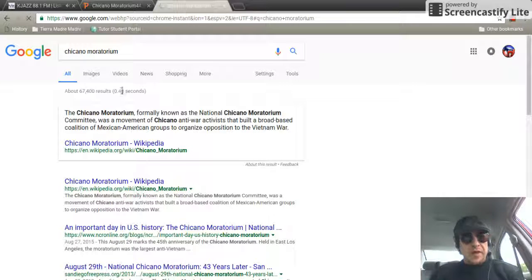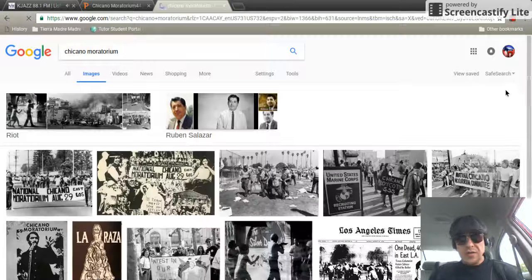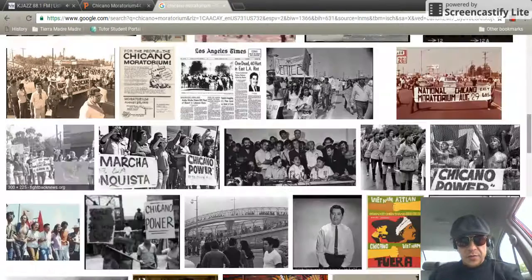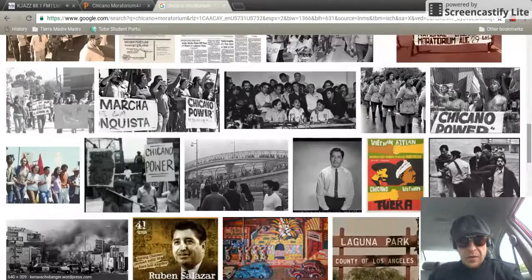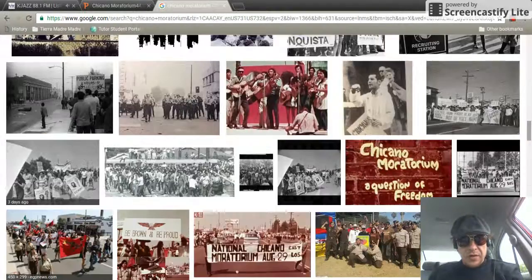Ideally, we will try to find images that are academic in nature and reputable, such as .edus, .orgs, .govs. So here we are with a lot of available primary sources that we can try to interpret. There's a Ruben Salazar. There are some questions about his life later on.